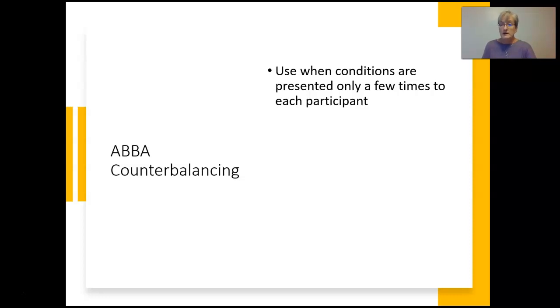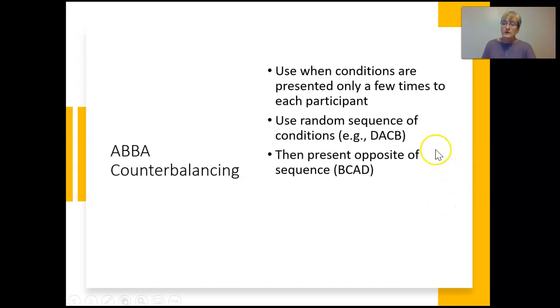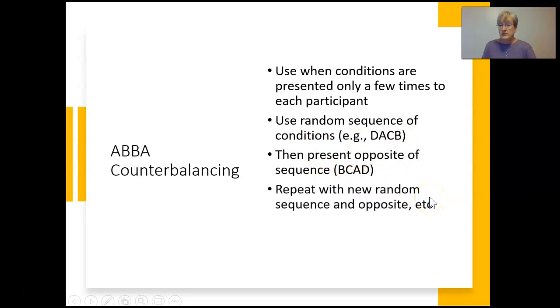You do random sequencing with your different conditions. For example, as we were describing before, DACB is one sequence if you have 4 different conditions, then presenting the opposite. So with ABBA sequencing, it's not just that you only have 2 conditions, you may have 4, but you're saying here's one order, here's the second order. It's the opposite sequence. Now you could then add some complexity.